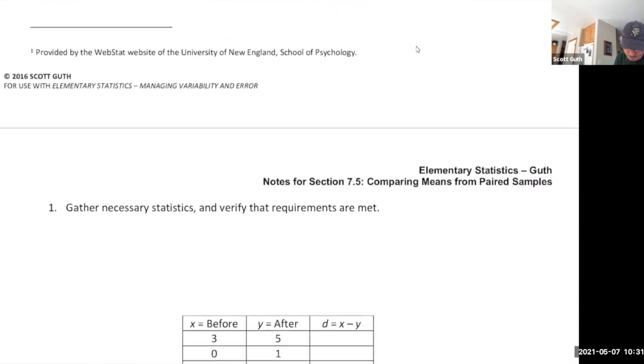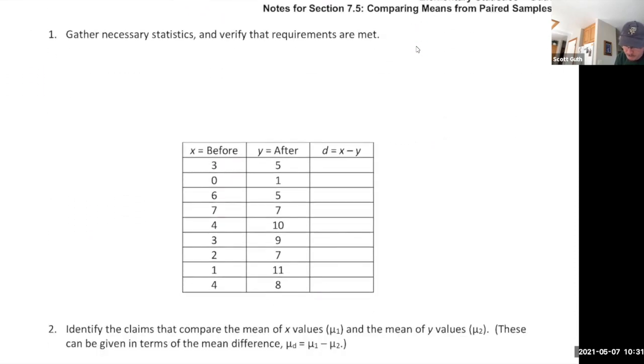Okay, so we have to compute all of these differences just to measure the changes. Some of them will be negative. That's a good thing when it's negative, because if the after is bigger than the before, that means the patient has improved. Okay, so we need to get D bar, which is the mean of the differences. Let's just say the D's are the differences.